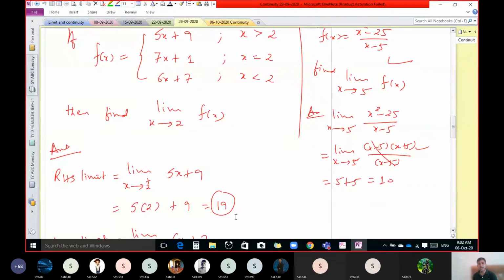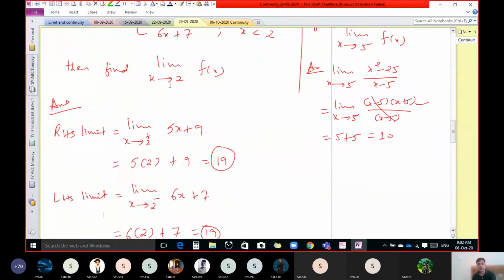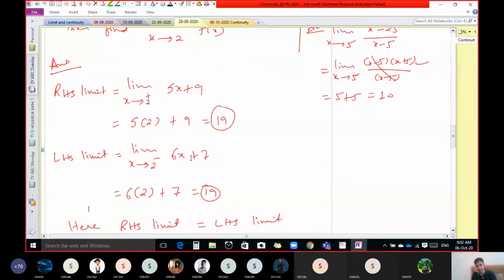And for our left hand side limit, you have to write a minus sign here. So you have to take the function in which x is less than 2. So x less than 2, that is 6x plus 7. So here you have to write 6x plus 7 in the left hand side limit. Now here we have to put x equal to 1.999999 like that.